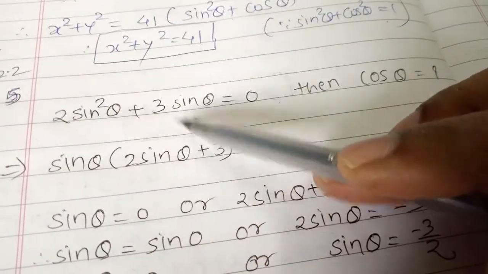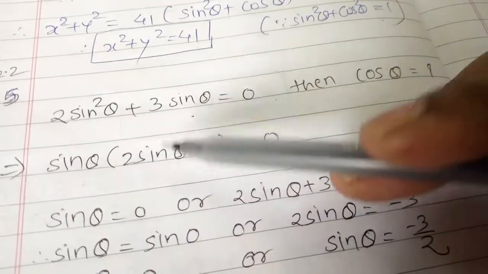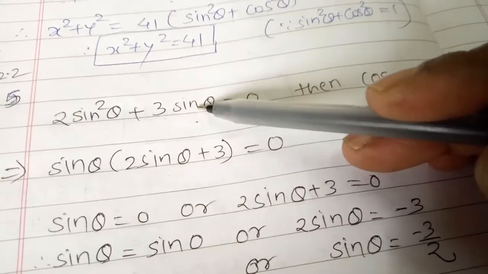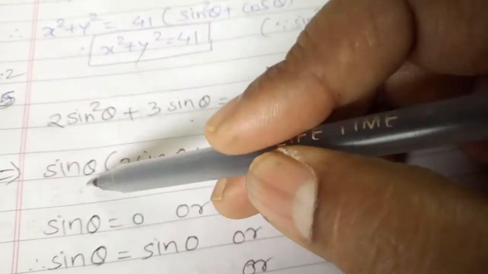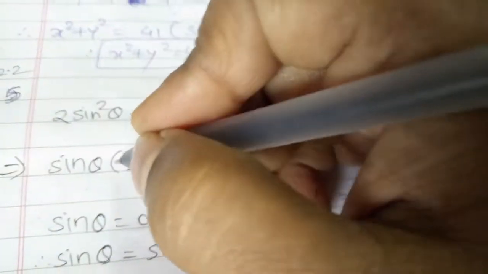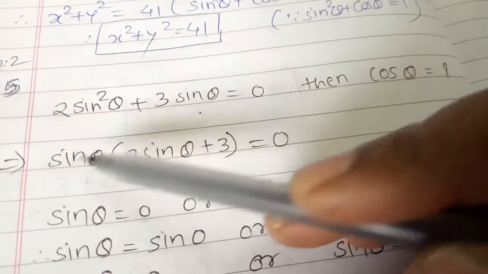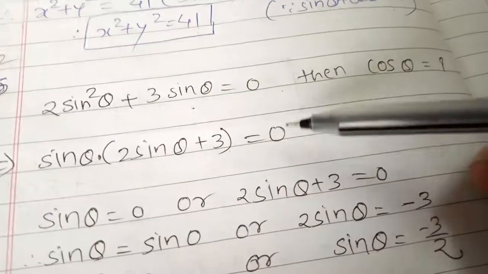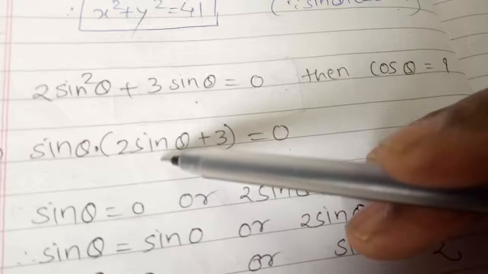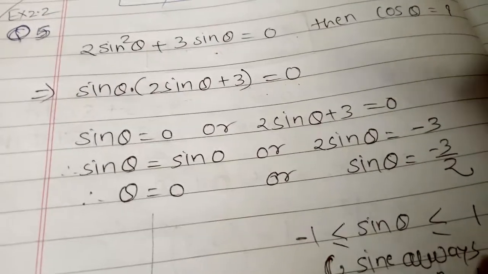So from this question we take sin theta as common. So sin theta in bracket 2 sin theta plus 3, because sin theta is taken common here, is equal to 0. Now here we see that there are two members, that is sin theta into (2 sin theta plus 3). The product of both is 0, meaning either sin theta is 0 or the bracket is 0. So I have written sin theta is equal to 0, and 2 sin theta plus 3 is equal to 0.